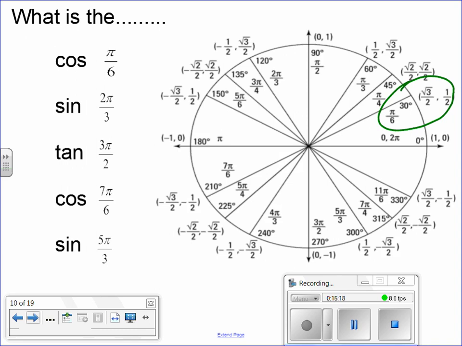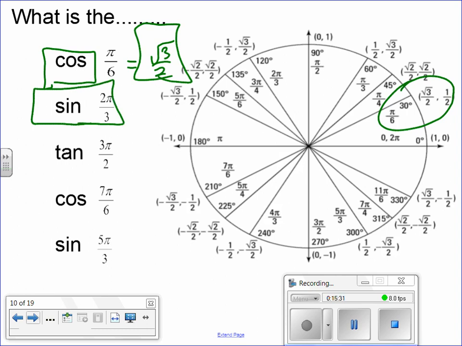Bam. So our y value would be? No, I'm sorry. It's cosine. The x value. I asked the question wrong. It's radical 3 over 2. Yeah. Let's try sine of 2 pi over 3.